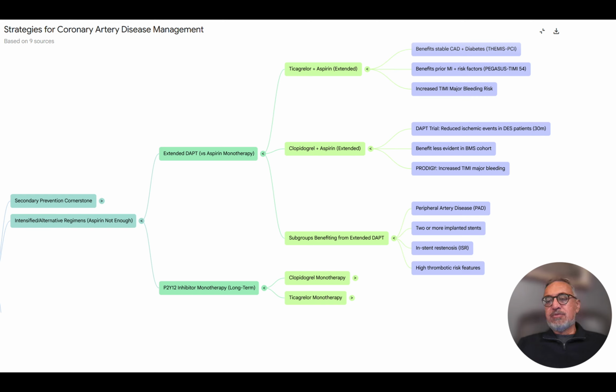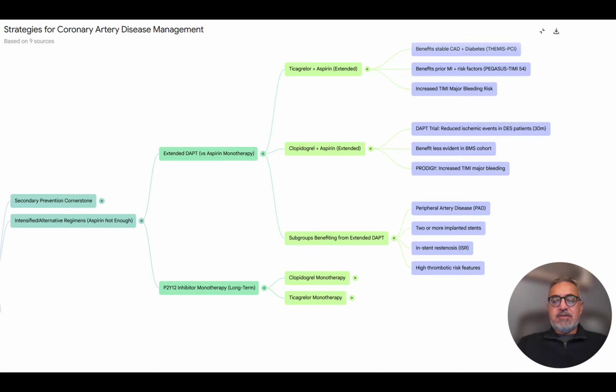Extended Plavix and aspirin could be considered in DES patients up to 30 months. The benefit is less evident in the bare metal stent cohort. Subgroups that benefit from extended DAPT include those with peripheral vascular disease, 2 or more implanted stents, those who had prior in-stent restenosis and high thrombotic risk features, like we discussed before: bifurcation stents, left main stents, total stent length more than 5 centimeters, stents implanted in the setting of myocardial infarction, and prior stent thrombosis.